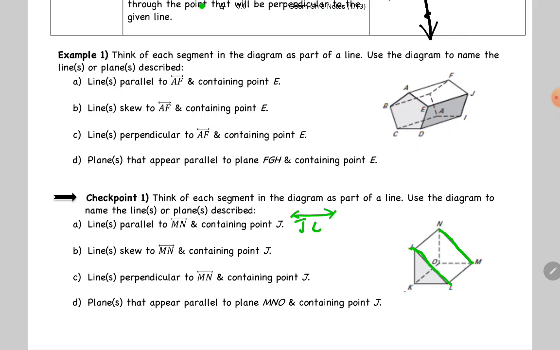Part B. Skew and containing point J. That would be KO. Oh, sorry, containing point J. JK. So see how that goes straight up in the air. It'll never intersect. Think of this as going to the back. They will never intersect, but they're not on the same plane. So we got JK.